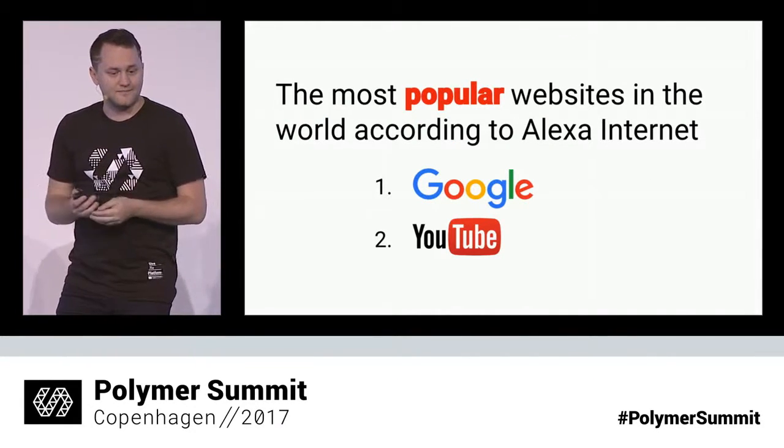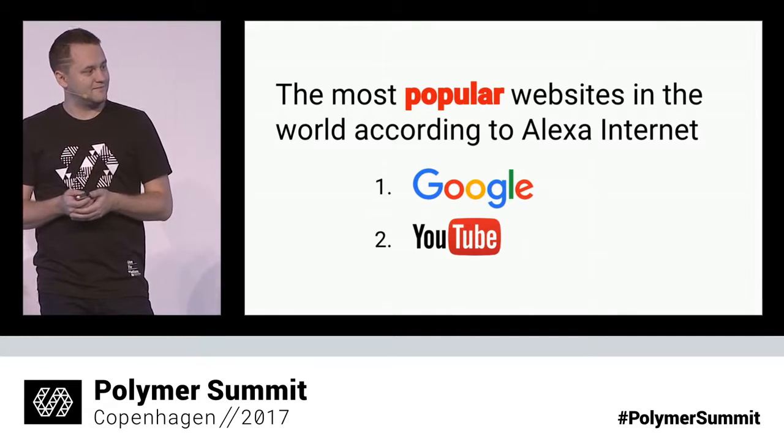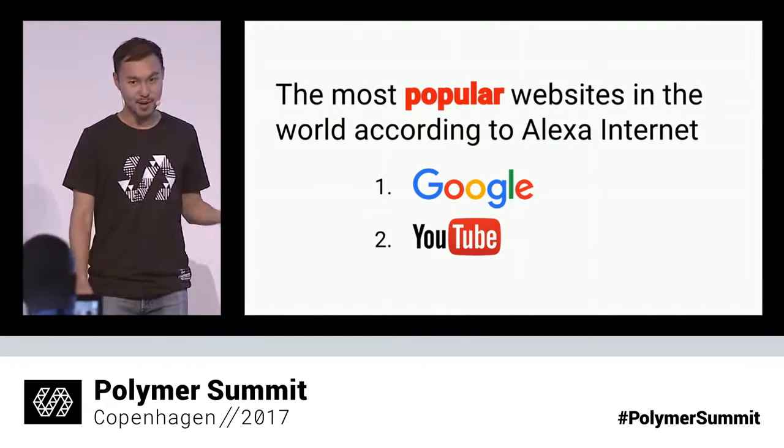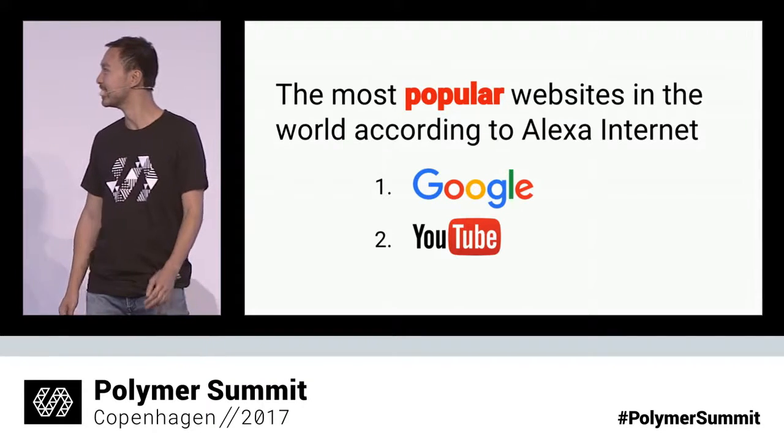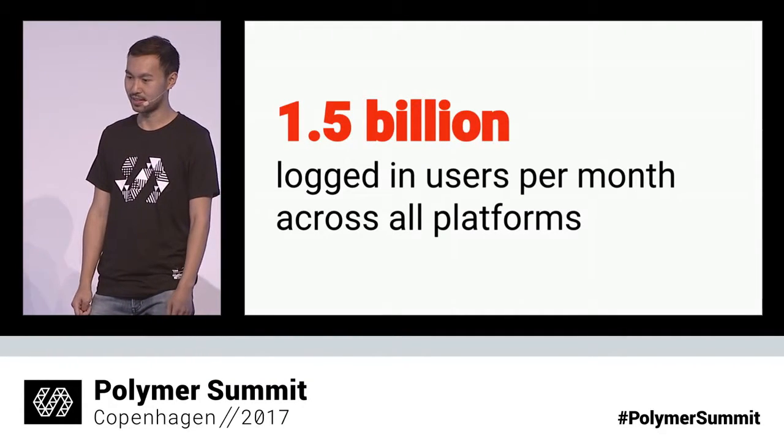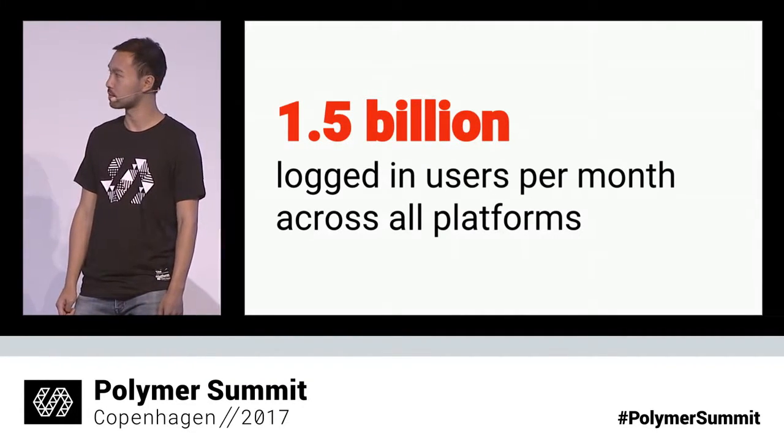So we know that YouTube's popular, but how popular? We went to Alexa to check, and apparently we're number 2. And unsurprisingly, it means that we have a lot of users. We actually have 1.5 billion logged-in users that are using our website every month. And not all of these users are desktop users. And actually, some of these users are never using desktop at all. But still, desktop is one of the largest and one of the fastest-growing platforms that we have.